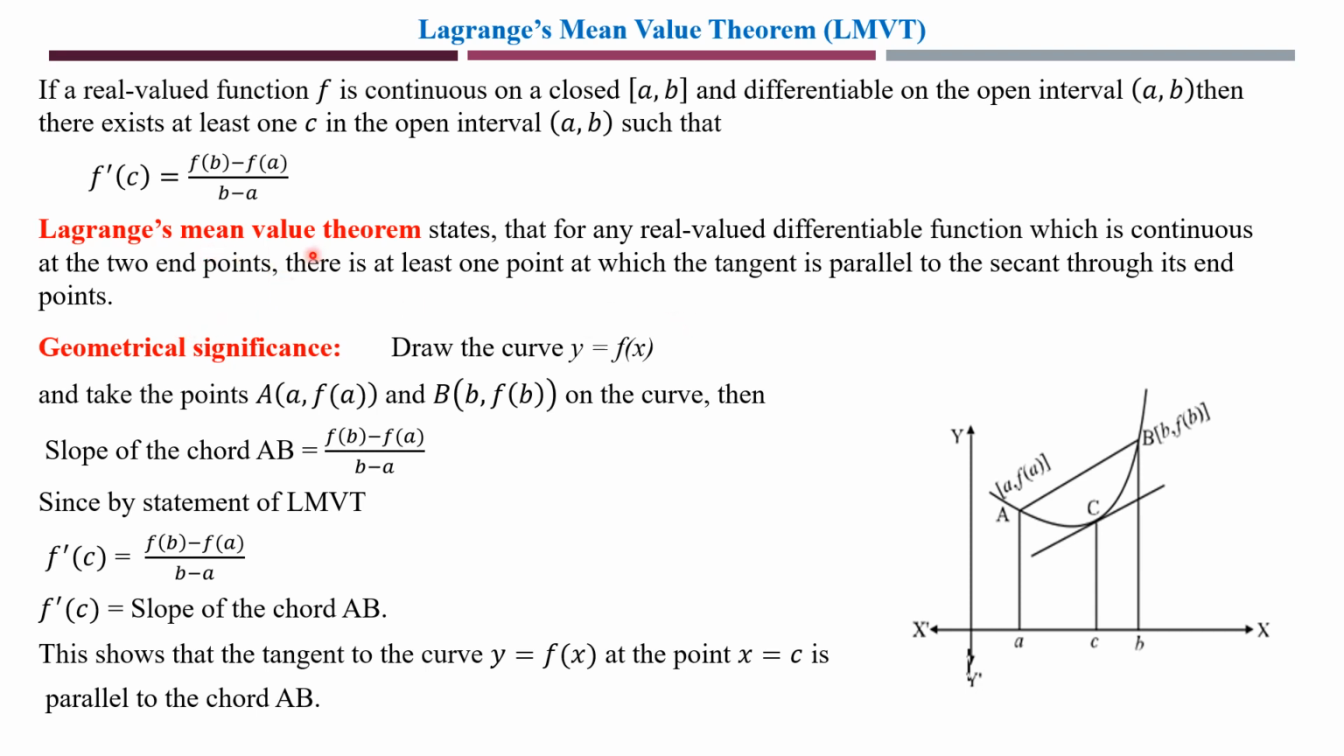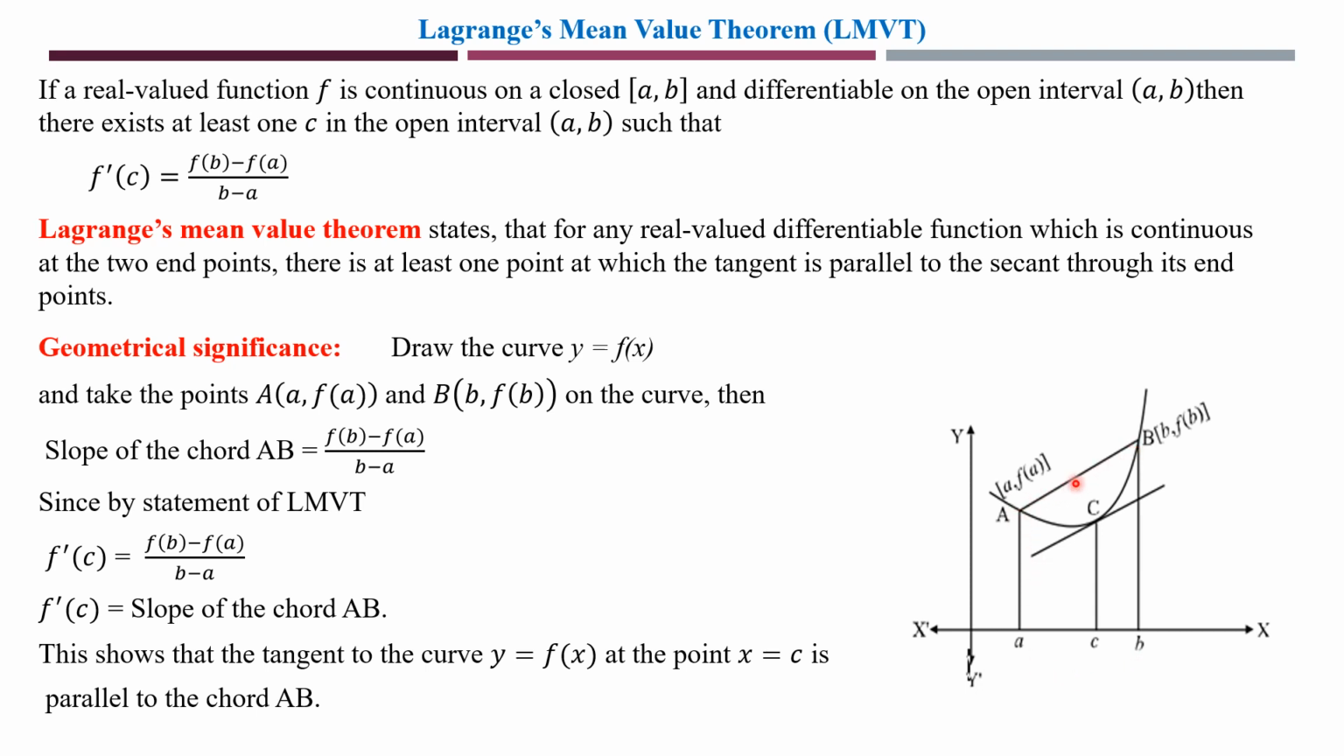Here is the geometrical significance of Lagrange's mean value theorem. In the Cartesian coordinate system, take the first quadrant. Here is the curve y equal to f of x. Suppose on the curve there are two points, a, f of a and b, f of b. Take perpendiculars on the x axis. Your coordinates on the x axis are a and b.